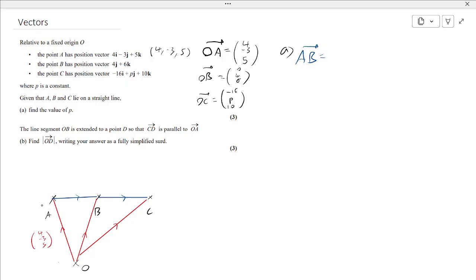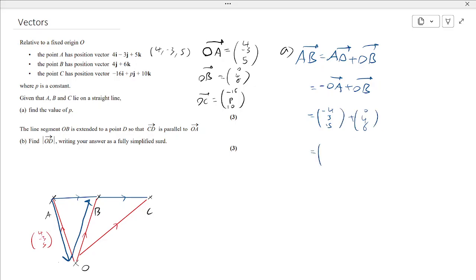From A to B is A down to O, and then O up to B, which means I'm doing AO plus OB, which is negative OA plus OB. So negative OA would be negative 4, positive 3, negative 5, plus OB 0, 4, 6, which is negative 4, 7, and 1. Okay, so we know how to go from A to B. It's this vector here, negative 4, 7, 1.